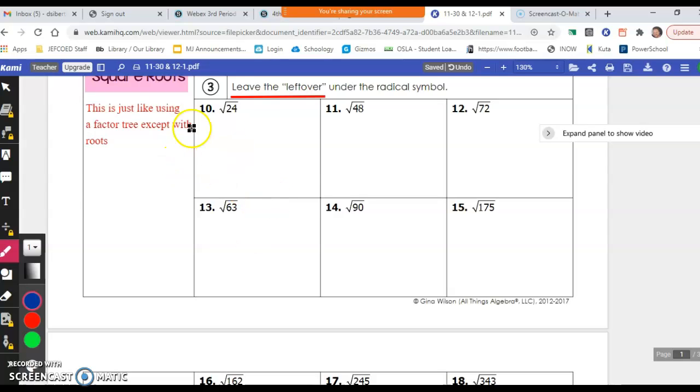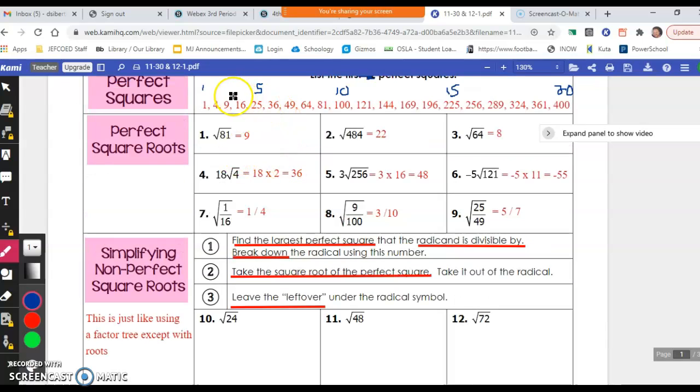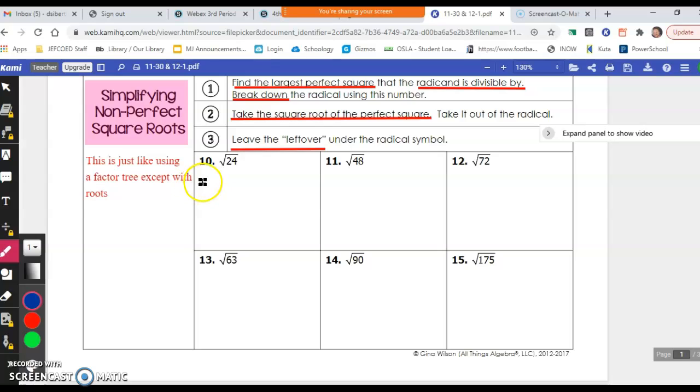So, looking here at number 10, guys, the square root of 24. We know that's not a perfect square. There's no number times the same number gives us 24. But look up here in our perfect squares. Which of these numbers goes into 24? Does 1? 1 does, yeah. Does 4? Yeah. Check the others real quick. Does 9? No. Does 16? No. And obviously 25, obviously not. Okay, so the largest one that we have is the square root of 4.